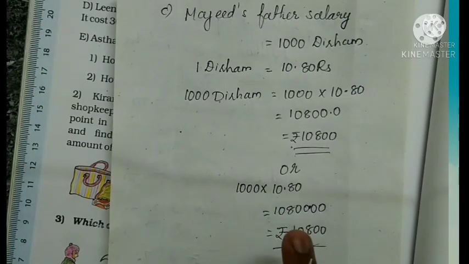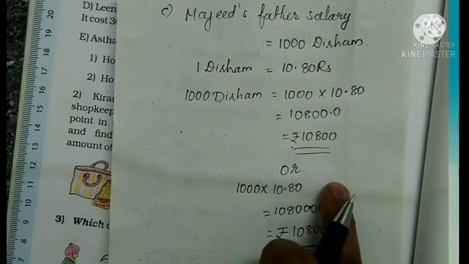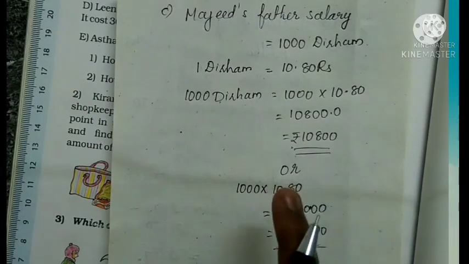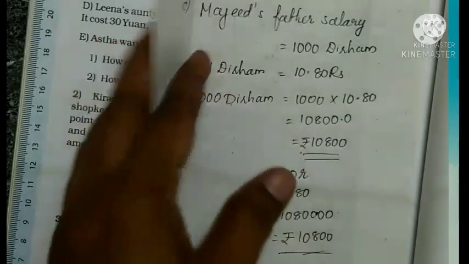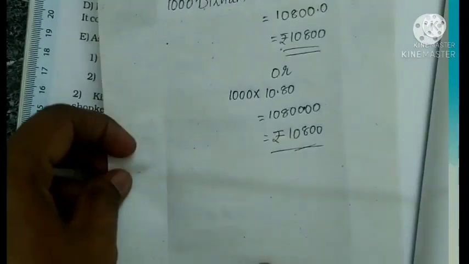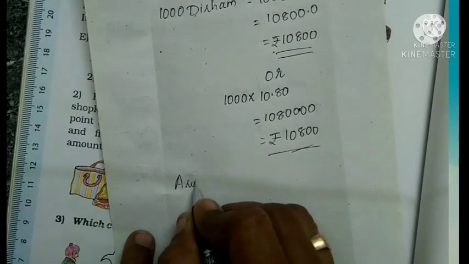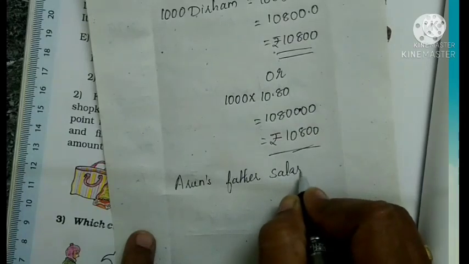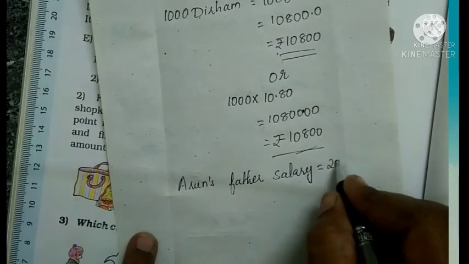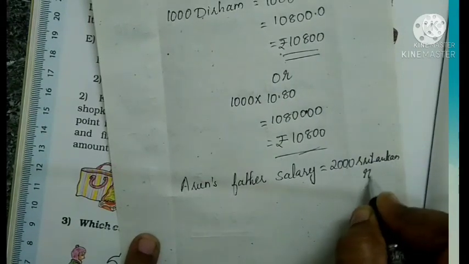We have to study in all cases. Because multiplying with 1,000, we have to put the 3 zeros on the right extreme. And then, after 2 places, we have to put the decimal point. Understand all of you? Okay. Next, we want to find out Arun's father's salary. So, the next step, Arun's father's salary, that is 2000 Sri Lankan rupee.